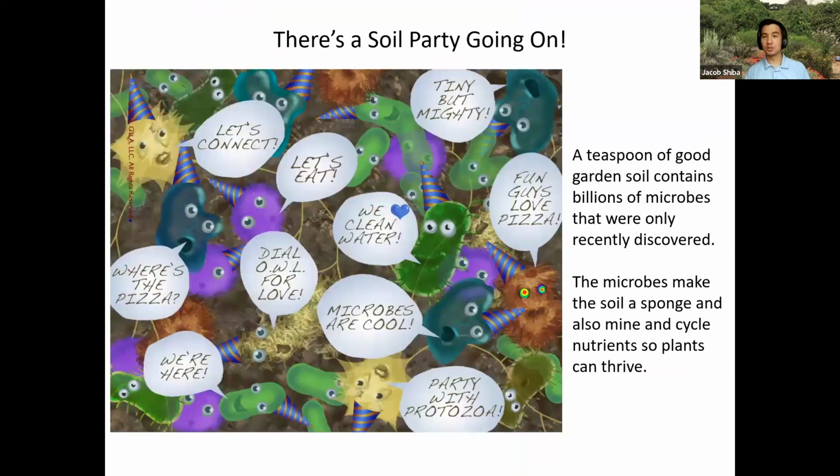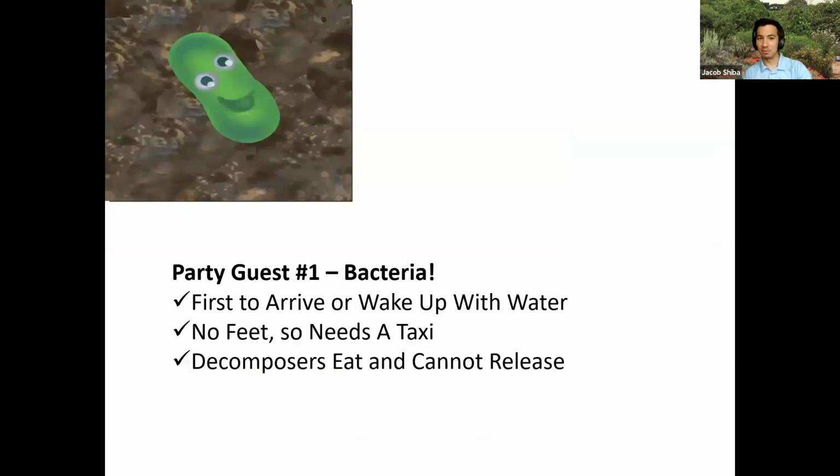Now, I mentioned there's a soil party going on. Well, in 1 teaspoon of healthy garden soil, there are billions of microbes. And this is something that's more recently been discovered. So think about that. A teaspoon of garden soil has more microbes than there are humans on this earth. And it's these microbes that help to create this soil sponge that also help to mine the nutrients so our plants can survive and thrive for years and years and years. Let's take a look at this soil party.